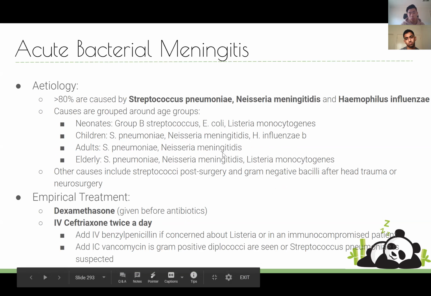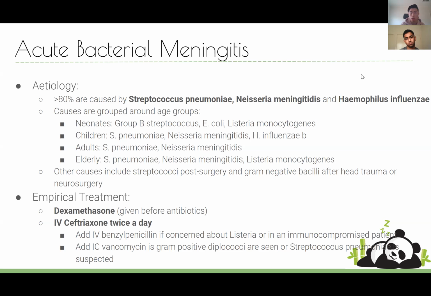So your acute bacterial meningitis is primarily caused by Neisseria meningitidis, as well as Streptococcus pneumoniae and your Haemophilus influenzae. These are your three main causes that you need to know. There's some other groups that you can care about. In neonates, you can also get group B strep, E. coli, and Listeria. In the elderly, you can also get Listeria. Haemophilus isn't as common these days, but we'll go into these three primary pathogens in a second.